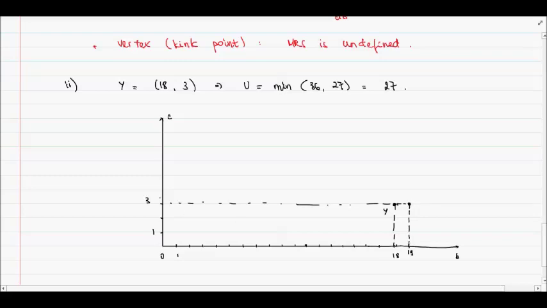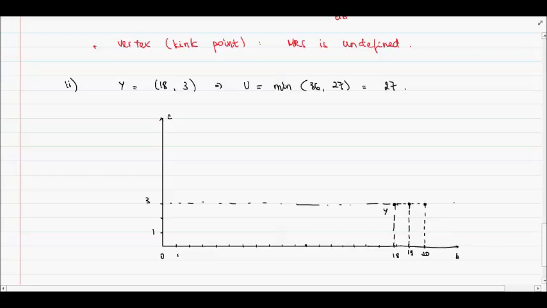Now if you keep the amount of cheese the same, which is 3, and you keep increasing the amount of bread over 18 units, it's just going to give you exactly the same utility of 27. So if you have 20 units of bread, 21 units, 23 units, it doesn't matter how many, so long as you're keeping cheese at 3 units, it is just going to give you a utility of 27, because 27 is the minimum between the two values if you keep increasing the value of bread.